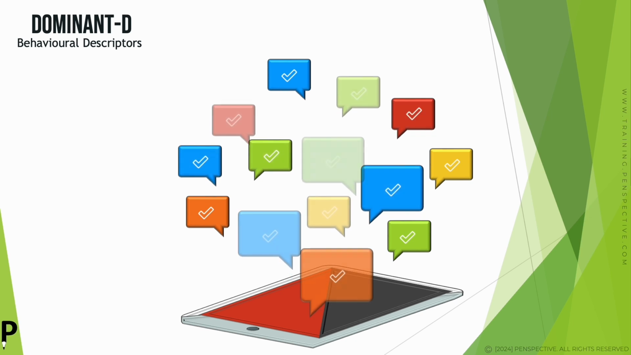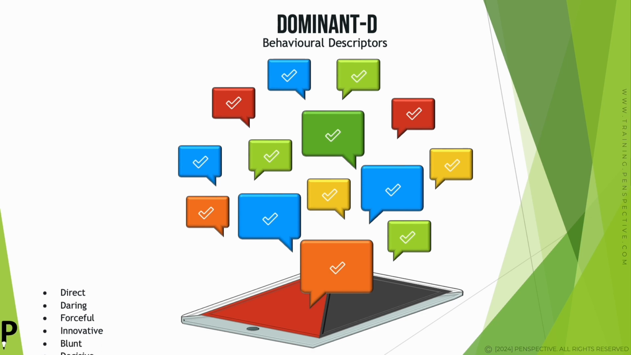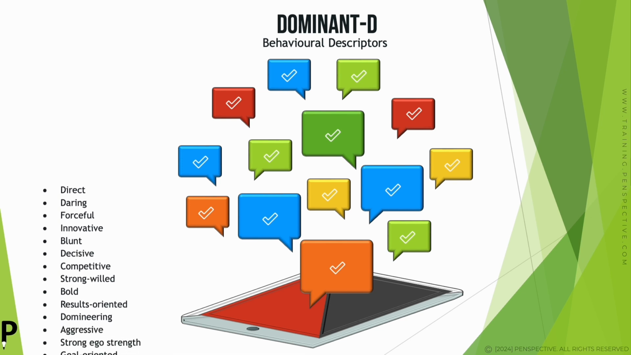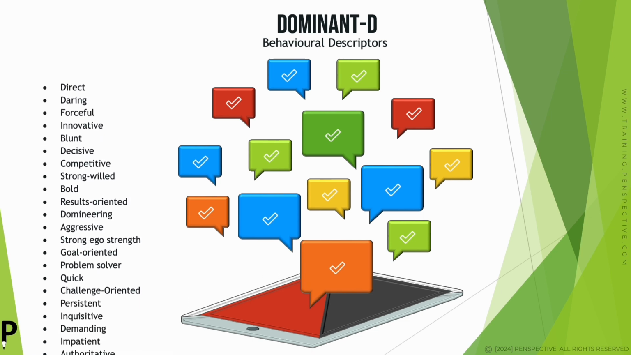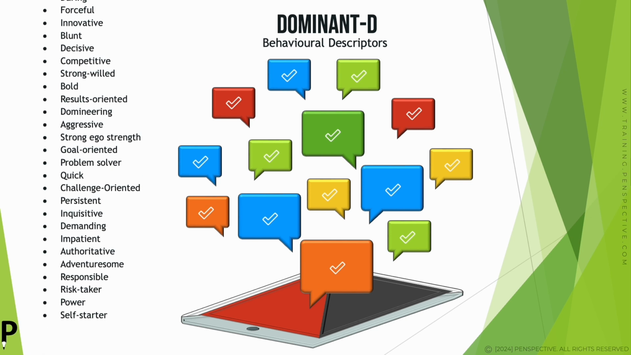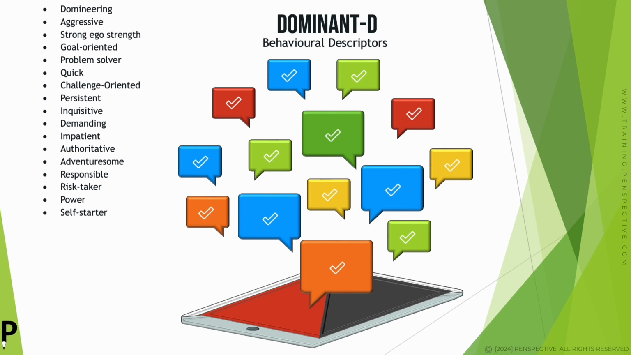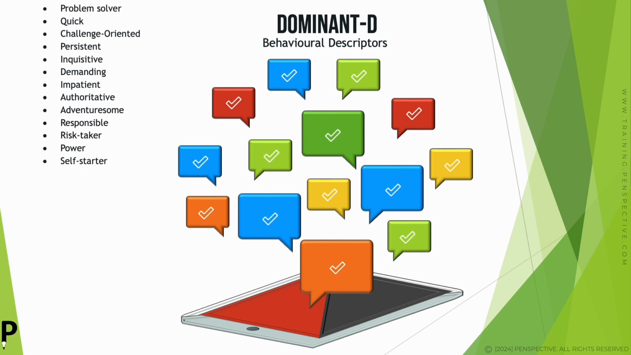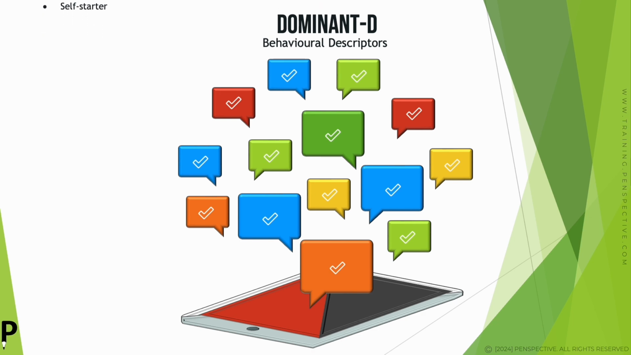Words that would typically describe a dominant D behavioral style are direct, daring, forceful, innovative, blunt, decisive, competitive, strong-willed, bold, results-oriented, domineering, aggressive, strong ego strength, goal-oriented, problem solver, quick, challenge-oriented, persistent, inquisitive, demanding, impatient, authoritative, adventuresome, responsible, risk-taker, power, and a self-starter.